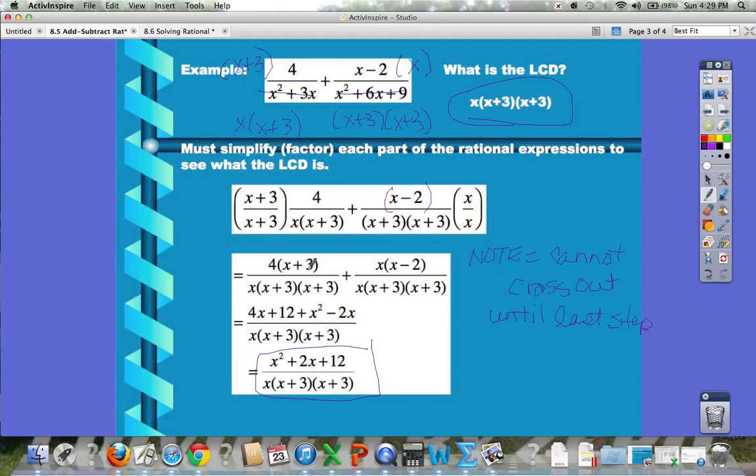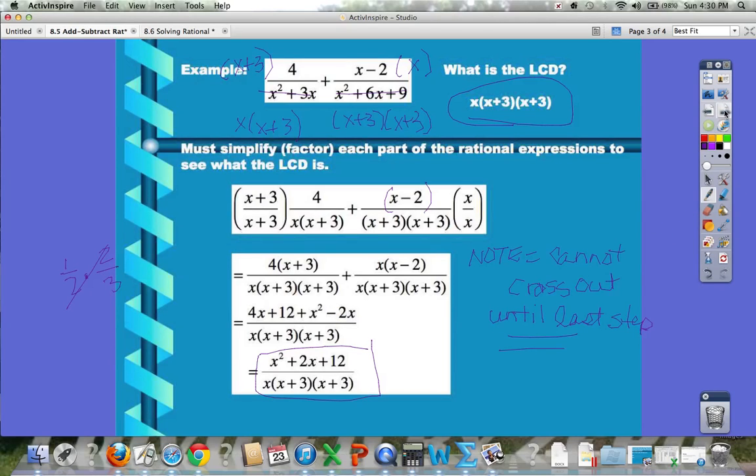So you see, if you would have started canceling this stuff out, it would not have made the right answer. Okay? So when you're adding and subtracting, you cannot start canceling stuff out until the very last step. It's not multiplication and division. Remember, multiplication and division is where we were able to cross reduce. All right? We cannot do that because we're adding. Okay? All right, so let's go.